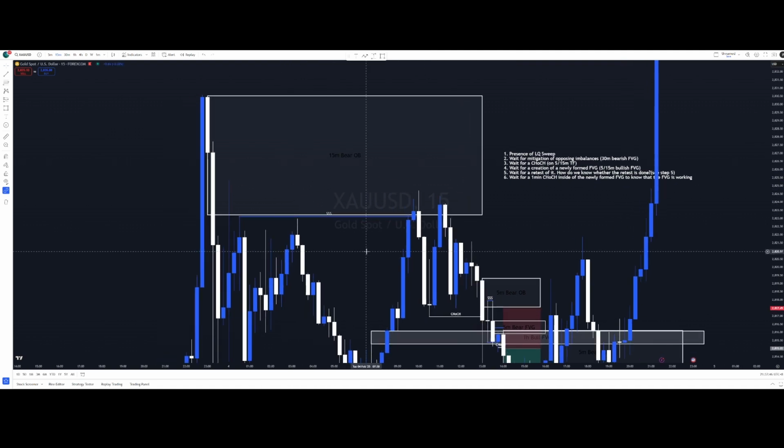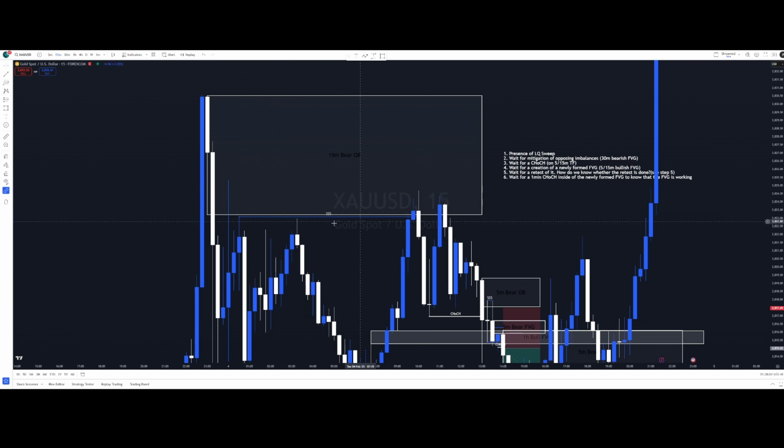So firstly, price has tapped into the 15-minute bearish order block, and I was expecting a buy side sweep of this high here inside this 15-minute bearish order block, but that didn't happen. So the sweep happened here. Right, so we shouldn't assume how and where price sweeps.